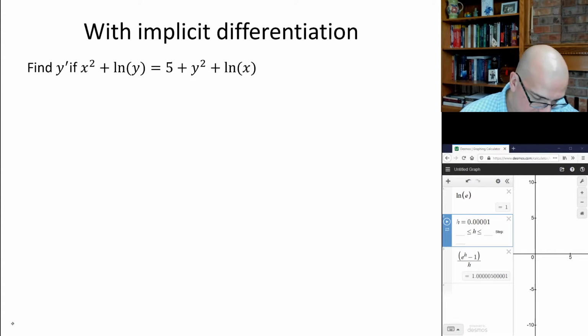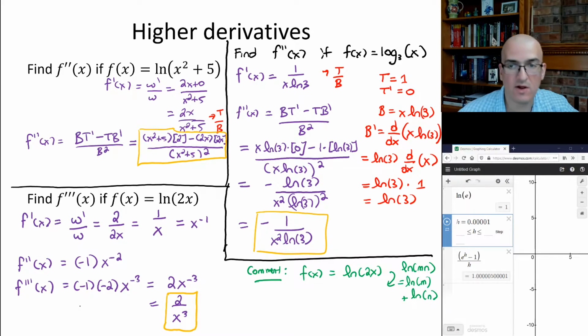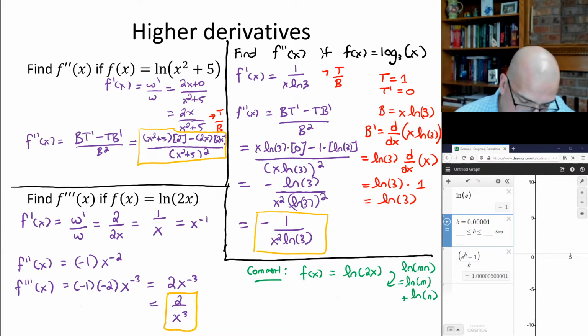We can rewrite that using a log property. Ln of m times n is ln of m plus ln of n. And usually I write it log and I just forgot, but it's a special case of a log function, log base e. So I can rewrite this as ln 2 plus ln x.